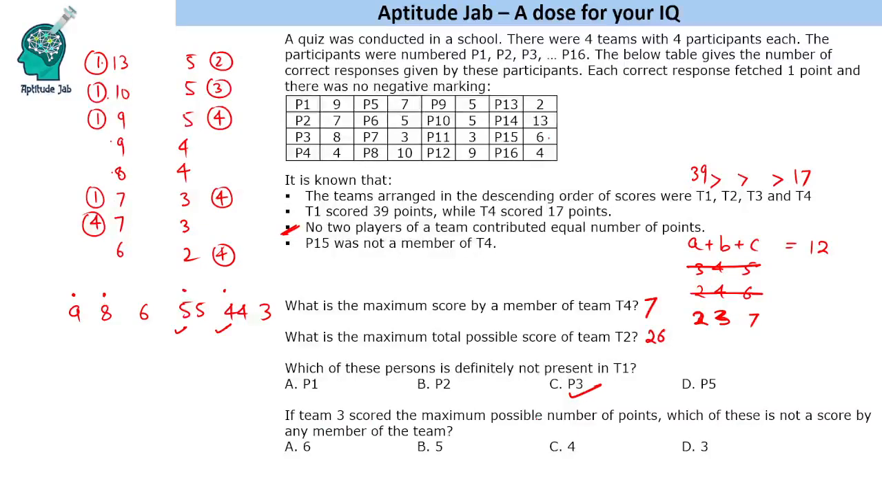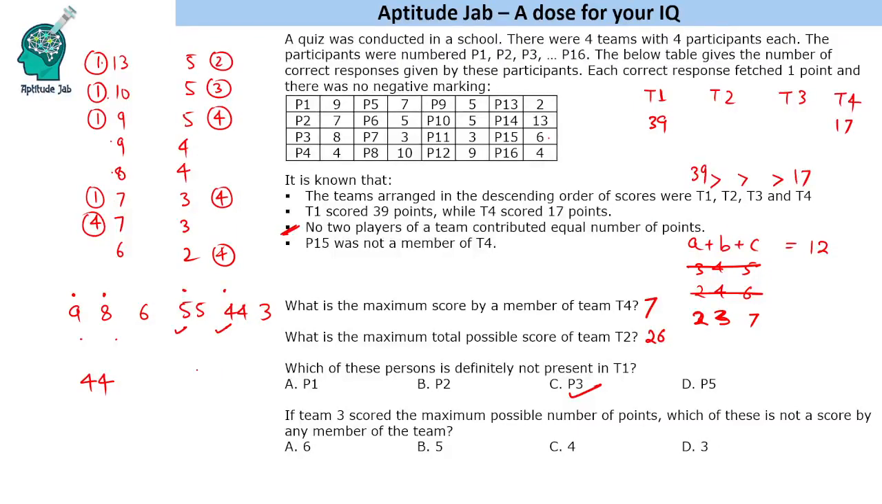If team 3 scored the maximum possible number of points, which of these is not a score by any member of the team? How will we find this maximum possible number of points? If you calculate the total points, T1 and T4 combined have 56 points. How many points are left? We do not have to worry about these points, we are just concerned about these. So 18, 21, 38, 44, 44 points.